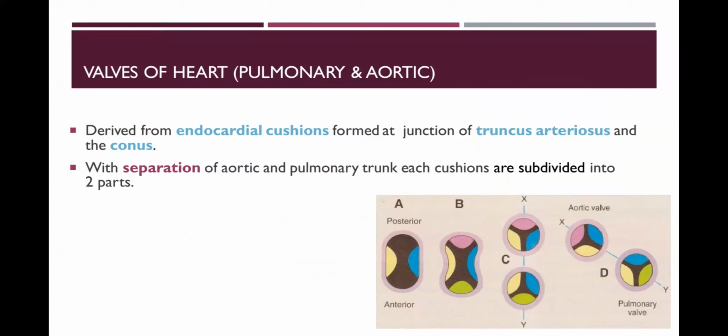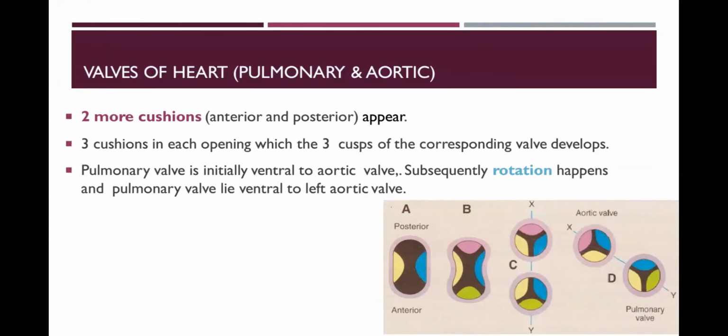With the separation of the aortic and pulmonary trunks, each cushion is subdivided into 2 parts. Then 2 more cushions, anterior and posterior, appear. There are 3 cushions in each opening, from which the 3 cusps of the corresponding valves develop. The pulmonary valve is initially ventral to the aortic valve. Subsequently, rotation happens, and the pulmonary valve lies ventral and to the left of the aortic valve.